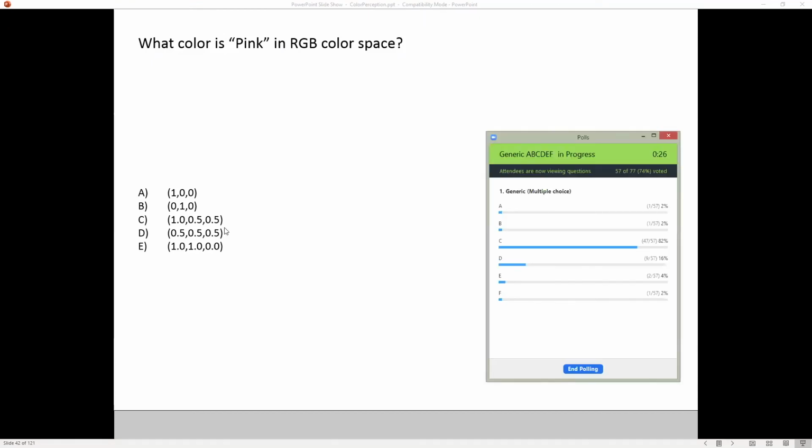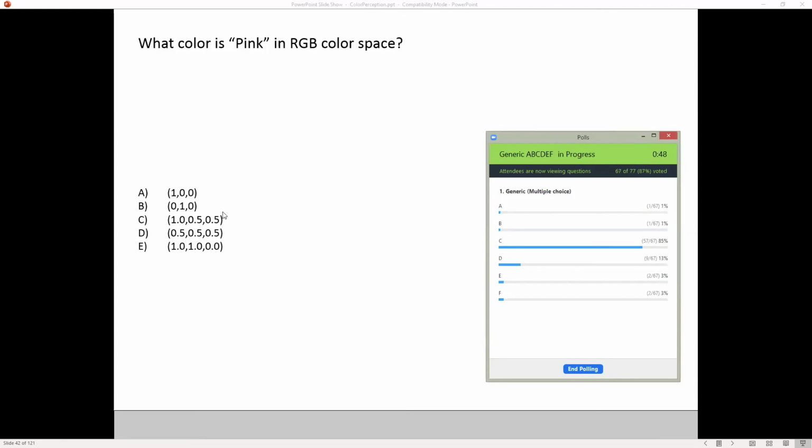Okay, so let's talk about these answers a little bit. So indeed, C is pink, but I think it's going to be easier to talk about D first. So if we have 1, 1, 1, all equal in red, green, blue, we're going to get to white. So if we have half, half, half, that's going to be gray, right? So sort of a darker white or a gray value if they're all equal.